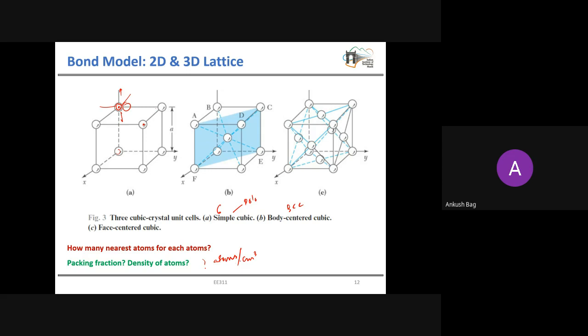So that also we need to calculate. What will be the number of atoms per centimeter cube in case of, let's say, silicon, germanium, or in case of compound semiconductors? Then we'll understand how many electrons or holes could be there in your device or in your material.